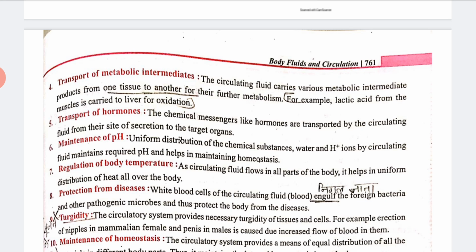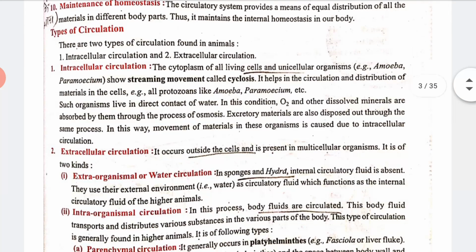Now next we have the maintenance of pH. Our body also maintains the pH. The circulatory fluid uniformly distributes chemical substances like water and H plus ions, maintains the required pH and helps in maintaining homeostasis. Clear? It also helps in the regulation of body temperature, protection from disease, and turgidity, and also the maintenance of homeostasis.